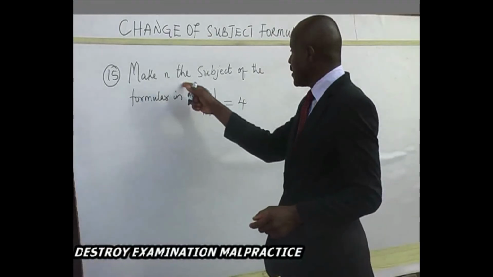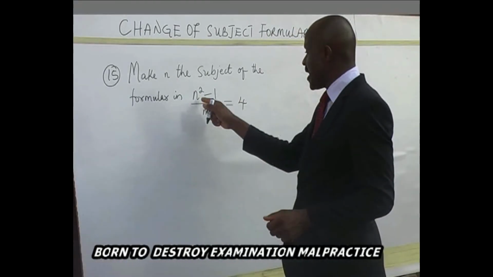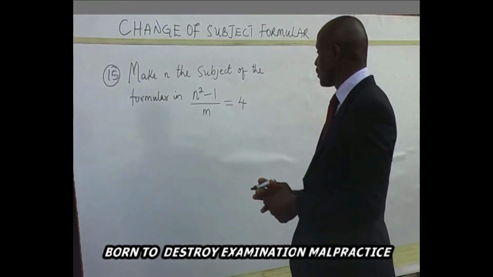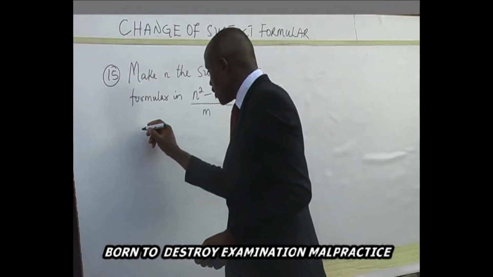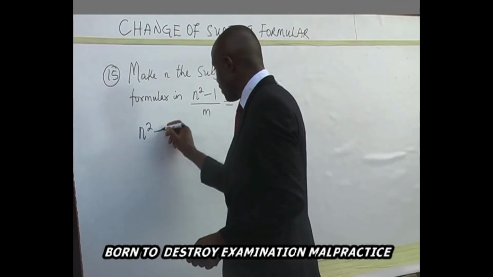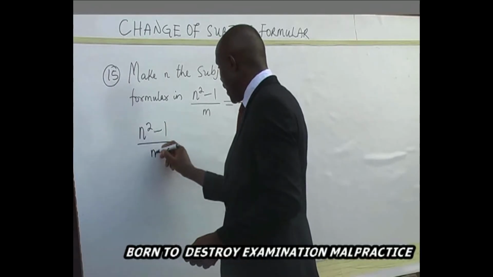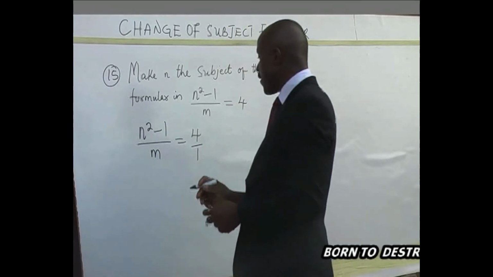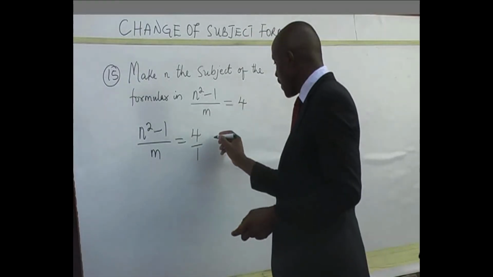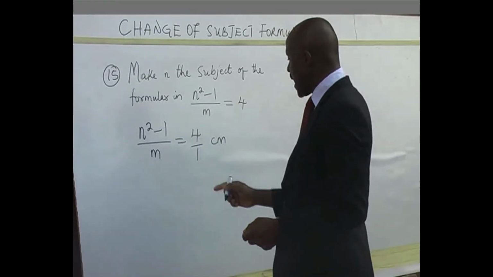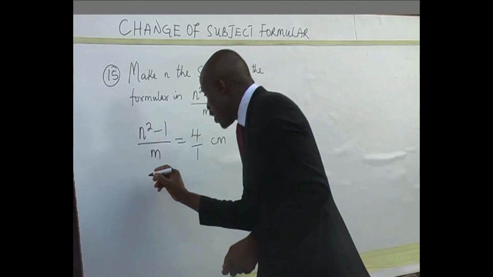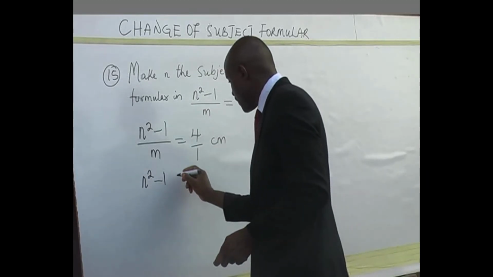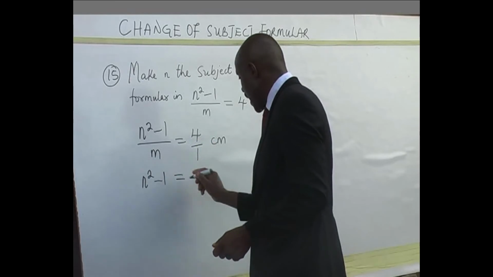Make n the subject of the formula in n squared minus 1 all over m is equal to 4. Bring out the equation. The equation is n squared minus 1 all over m is equal to 4. You can write 4 in fraction form. Cross multiply. 1 times all the things you have up there will give you n squared minus 1, which will now be equal to 4 times m, which will give you 4m.